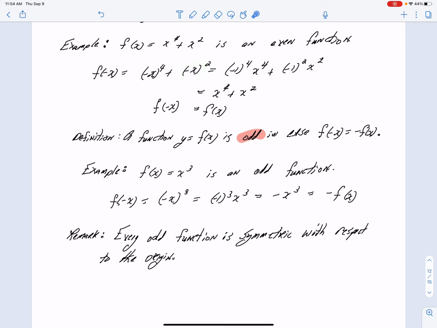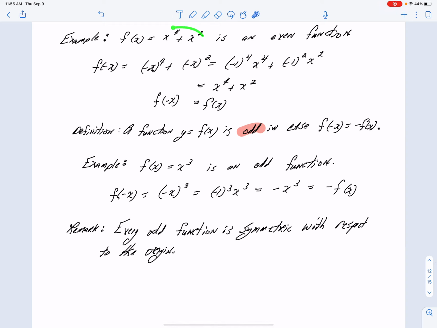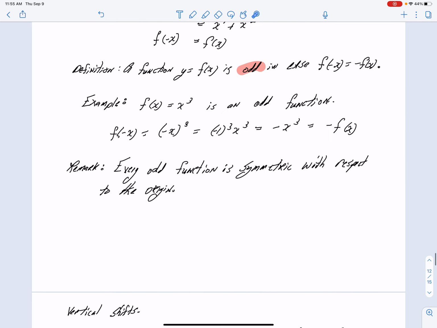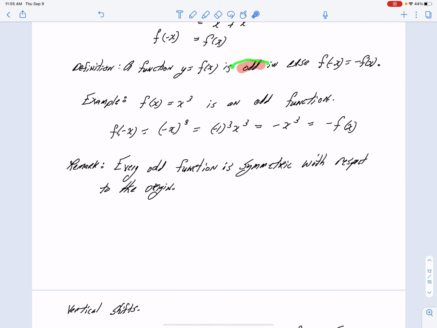My rules of exponents would say that that's the same as what? Minus 1 to the fourth times x to the fourth, and minus 1 squared times x squared, or however which way you want to think about it, I end up with x to the fourth plus x squared, which, by the way, is exactly where I started. So f of minus x is, lo and behold, the same thing as f of x. That's what makes this function even. And again, I'm not sure what the picture looks like, but I'll tell you that it has to be symmetric with respect to what? The y-axis.